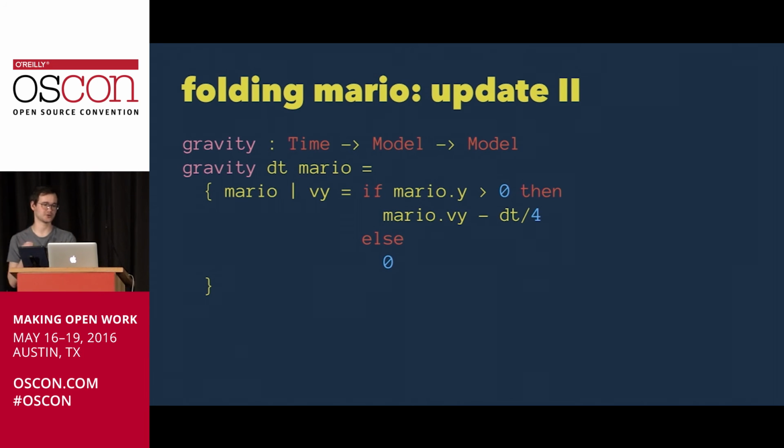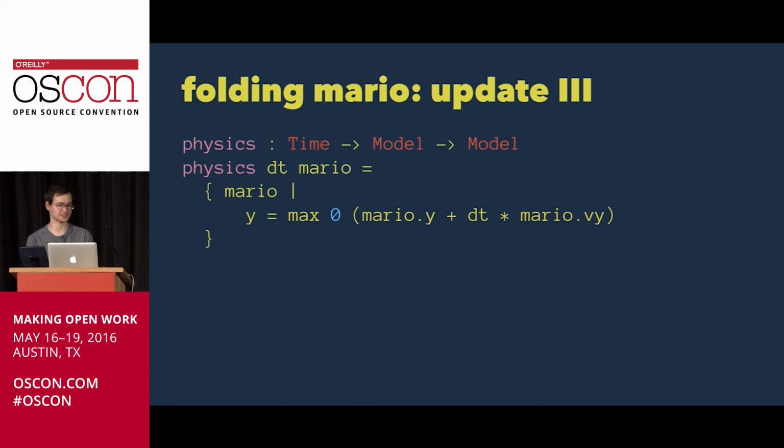Gravity has the same type signature, except instead of looking at space, we're looking at the amount of time that's passed. And so each tick, we're going to look at Mario's y position. If it's greater than 0, that means if he's in the air, we're going to reduce his speed by a little bit. We're going to move his velocity downward. If he is on the ground, though, we're going to set his velocity to 0, because if we didn't do that, he could keep flying through the ground.